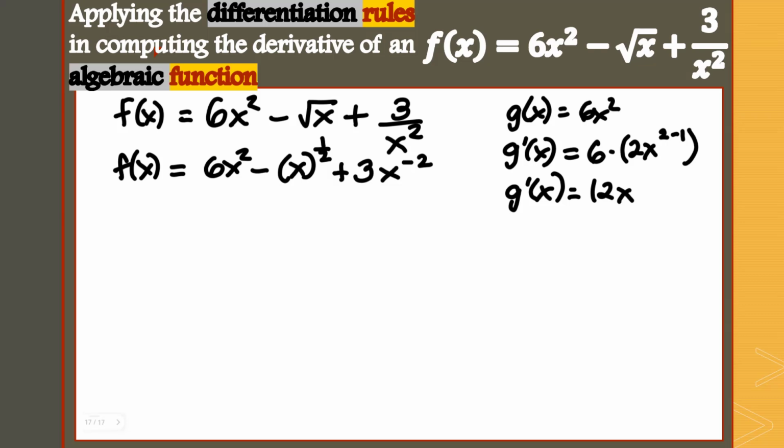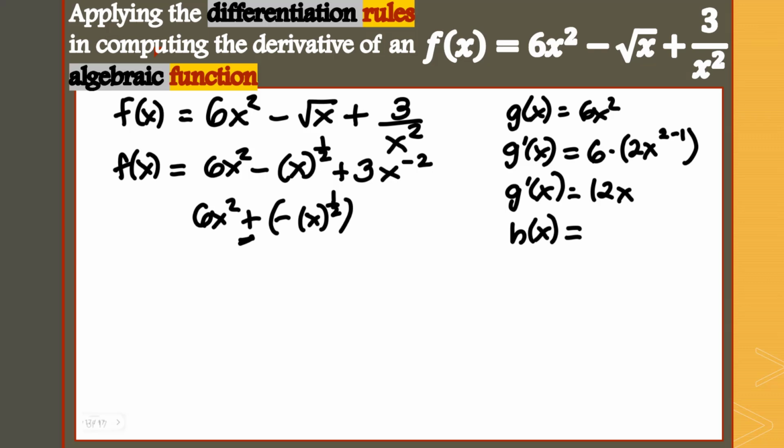Take note, this is constant multiple. You take out the constant, or the scalar quantity, or the coefficient, then you use the power rule for the second part. Now for our h of x, and this is very important to be guided, it includes the sign before, because as mentioned in the proof for sum and difference, you can rewrite this as 6x squared plus negative x to the power of 1/2. Sorry, negative of x to the power of 1/2.